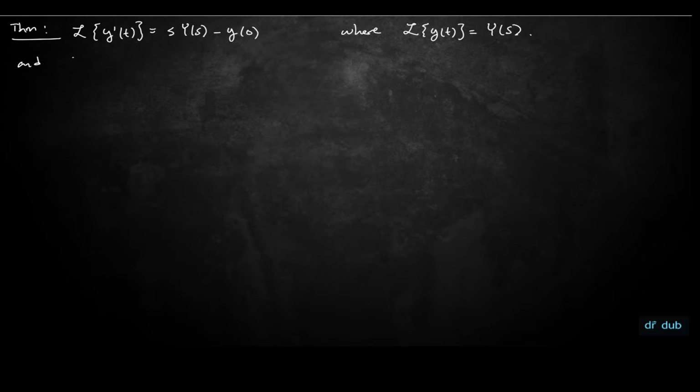it says Laplace transform of y prime of t is equal to s times Y of s minus initial condition y of 0, where Laplace of y of t is capital Y of s, and Laplace of y double prime equal to s squared Y of s minus s y of 0 minus y prime of 0.